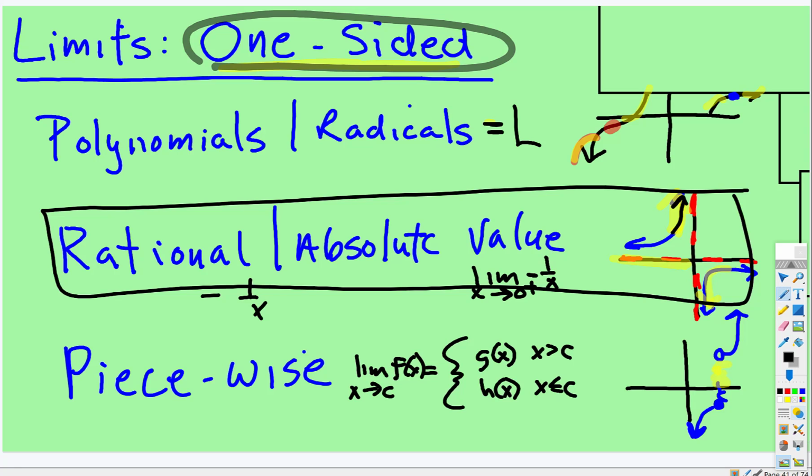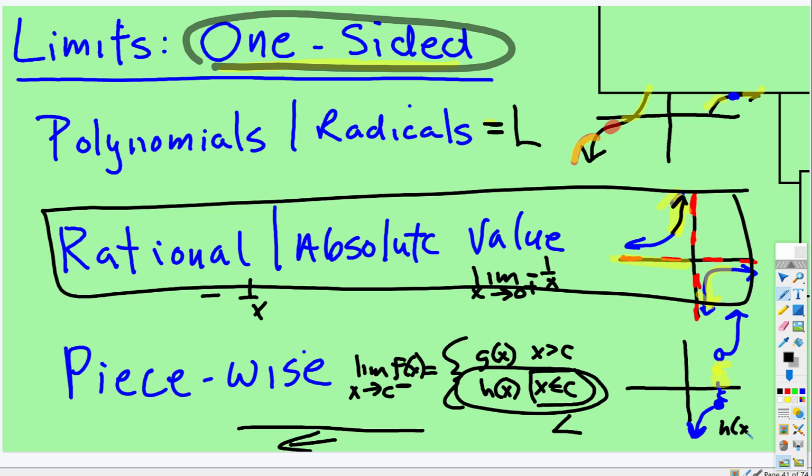But if you say, I want to know what the limit is as we approach c from the left, well, the left is this right here. Remember, if you're looking at a number line, numbers getting smaller go left. So this is from the left side, so we would look at h of x. So this right here would be h of x, and anywhere here, it's continuous. So depending on what you put in for c, you're going to have a height.